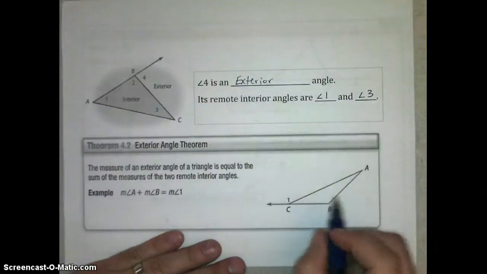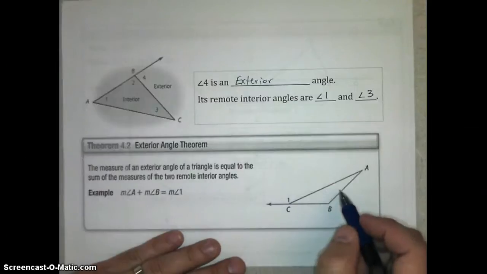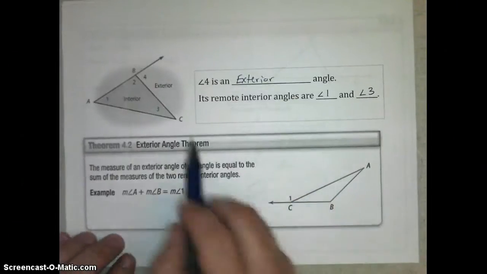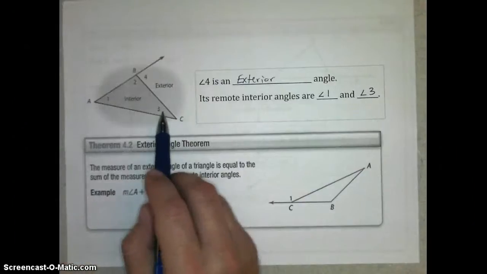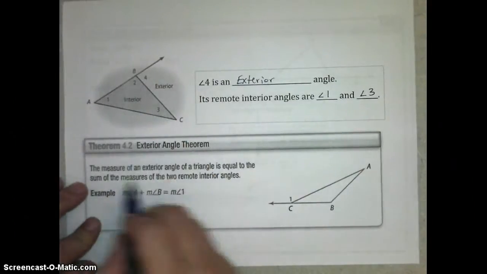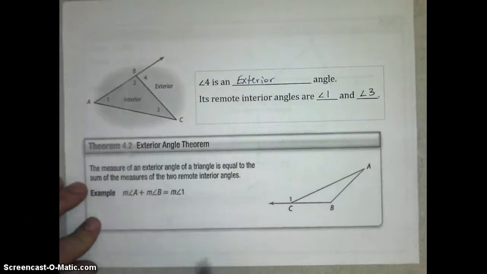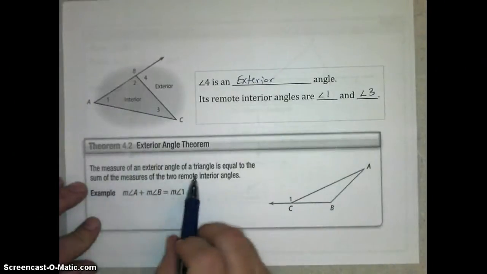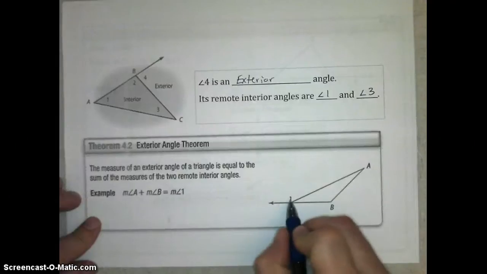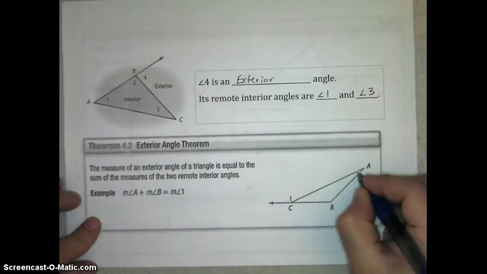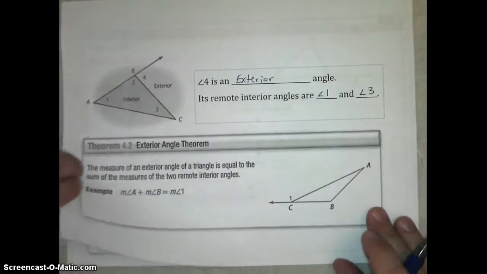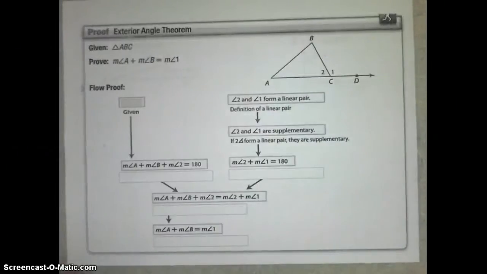And what we notice, you might remember from our work with those triangles that we tore apart in class, is that the two remote interior angles are going to have a sum that is equal to that exterior angle. And so that is our theorem called the exterior angle theorem. The measure of an exterior angle of a triangle is equal to the sum of the measures of the two remote interior angles. So in this case, angle 1 has a measure equal to the sum of measures of angles A and B. We're going to use that in these next few problems.